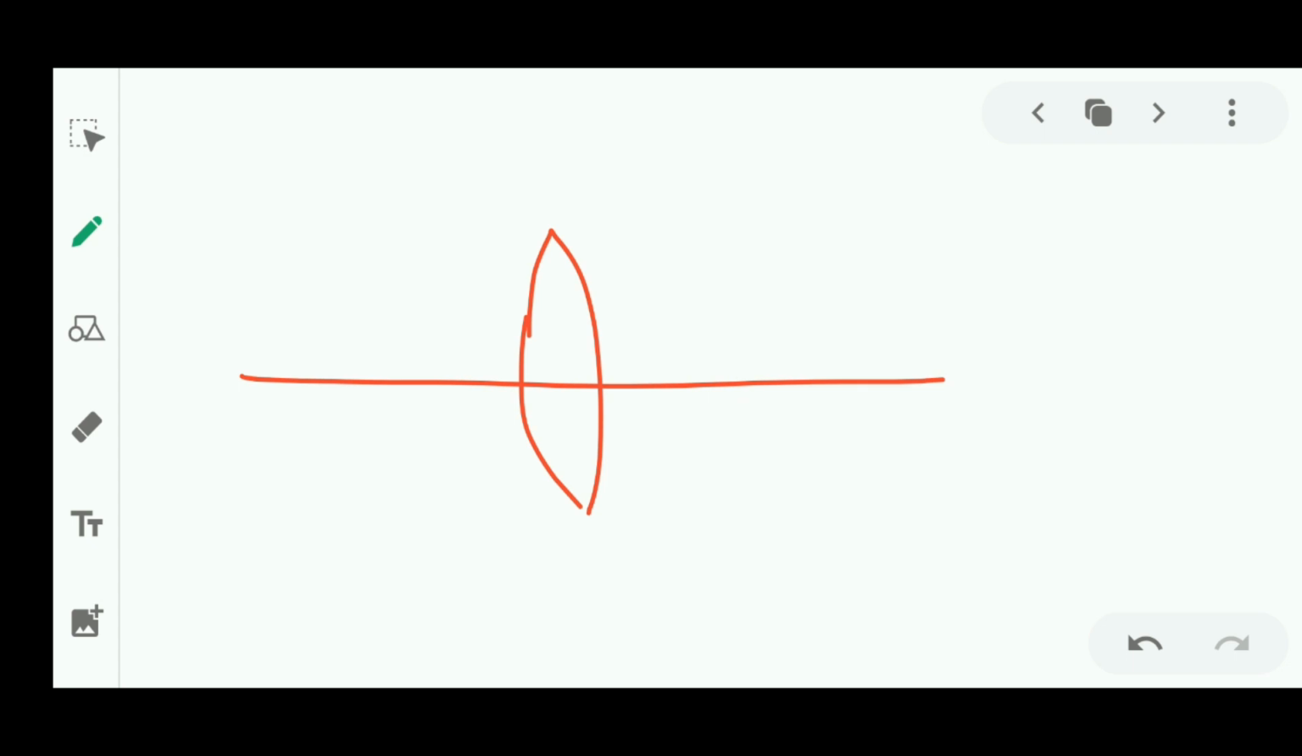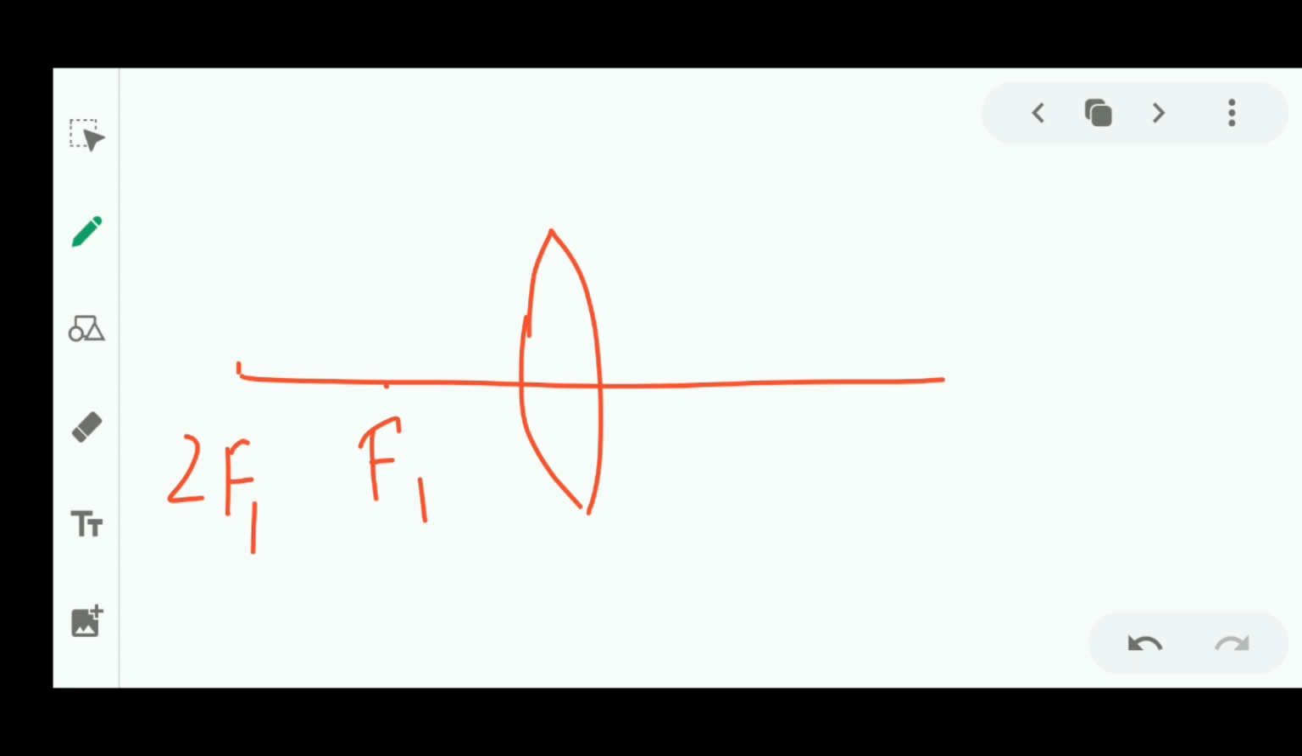So what property of this magnifying glass is used? The magnifying property is used when you keep the object within the focus of the convex lens, like this. So let us draw a convex lens. This is a convex lens. This is the principal axis. Suppose this is focus, this is double of focus.